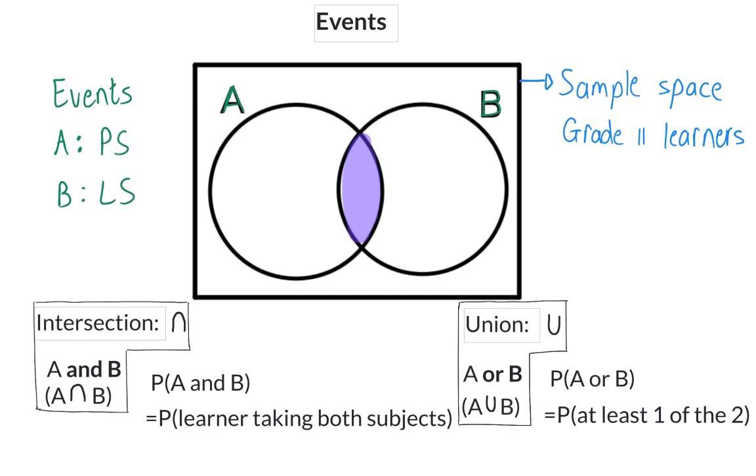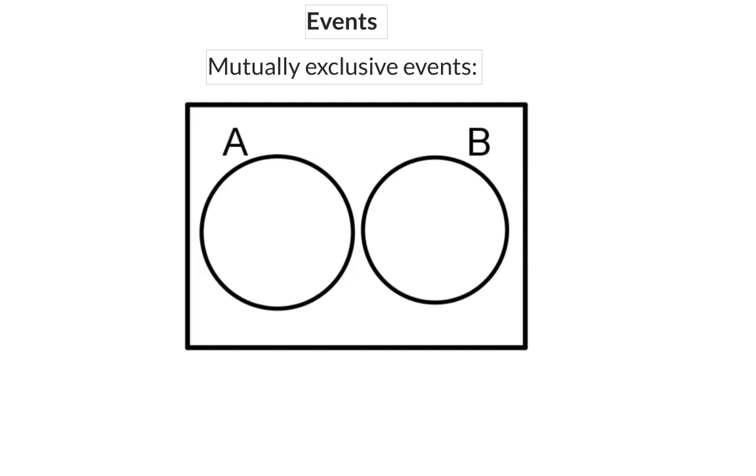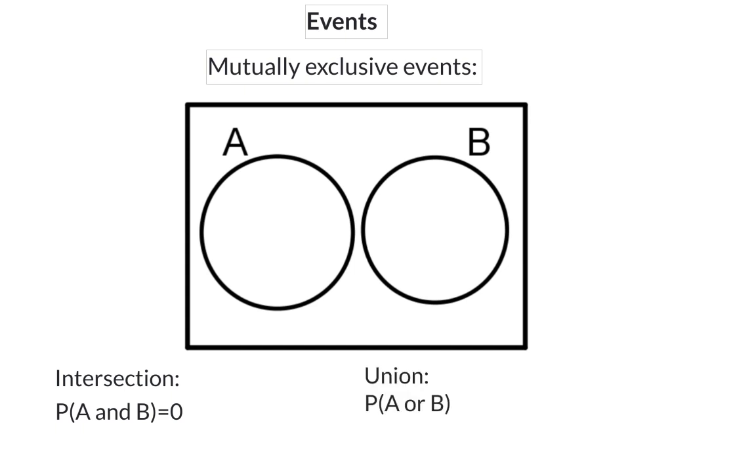In this example, we had a clear intersection. There were learners that take both physical and life sciences. These are called inclusive events. Next, we are going to have a look at mutually exclusive events. Mutually exclusive events are events that cannot happen at the same time. Therefore, these two events do not have any outcomes in common. In the Venn diagram, you can see that two mutually exclusive events will have circles that do not intersect. Therefore, there are no outcomes where these two events intersect, and the probability of A and B is zero. A union is, however, still possible because there are outcomes that are in A or in B.